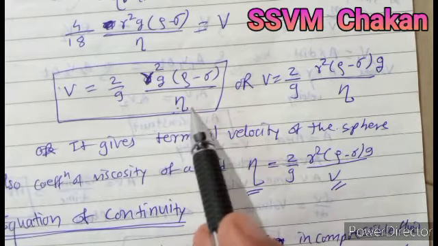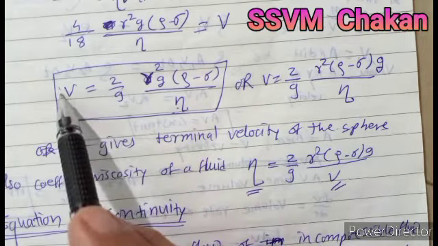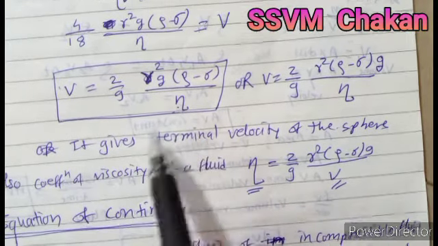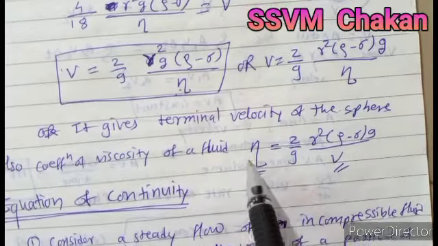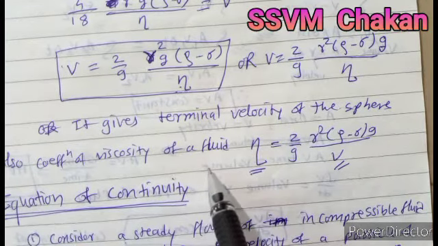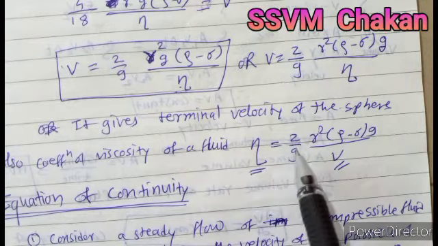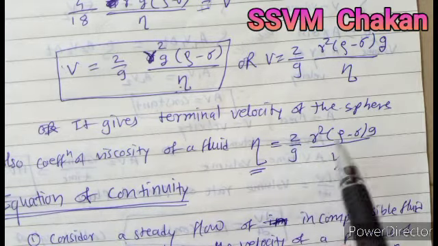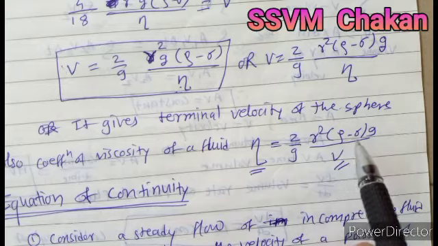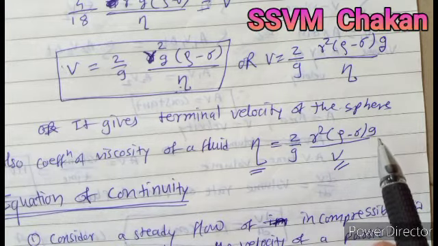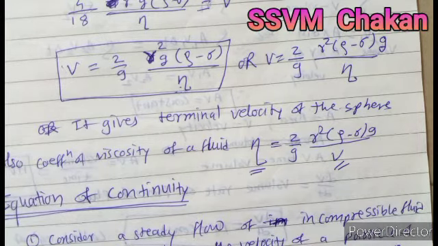If you rearrange the terms, with eta on the left side and velocity on the right side, then we get the value of the coefficient of viscosity of a fluid, that is eta, which is equal to 2 by 9 r square (rho minus sigma) g divided by v.